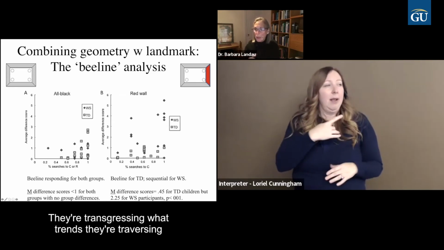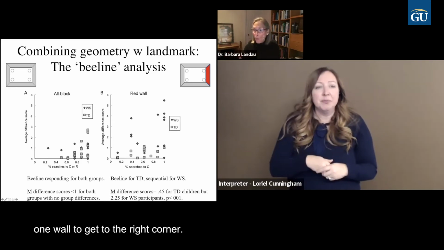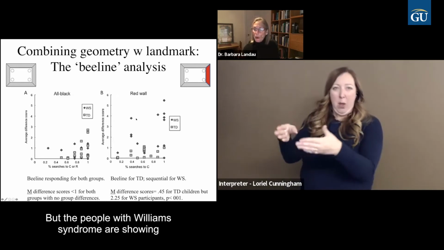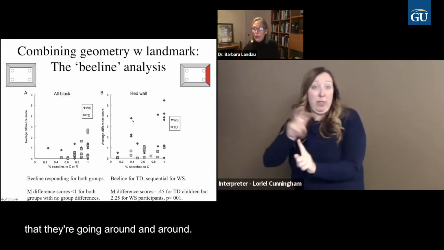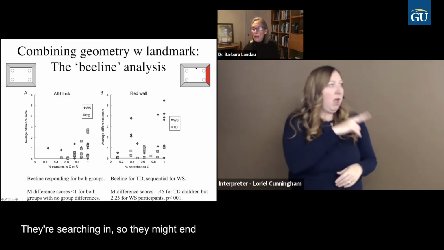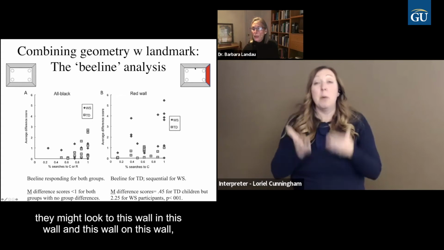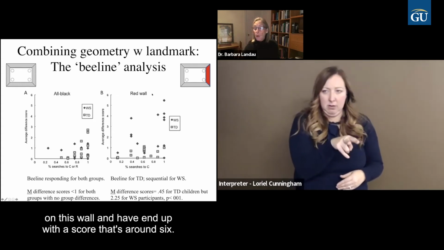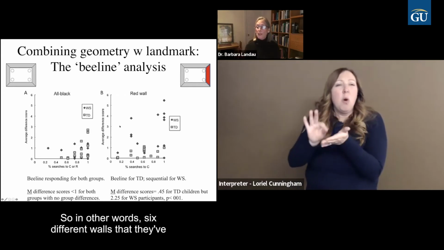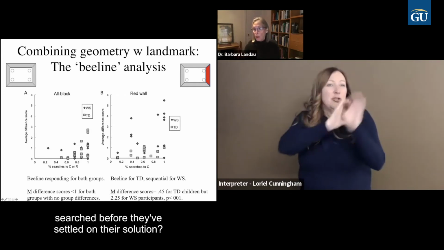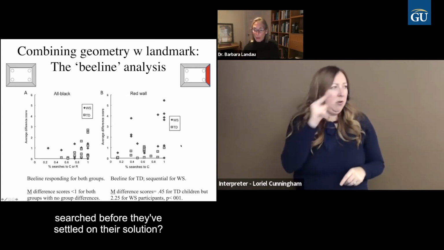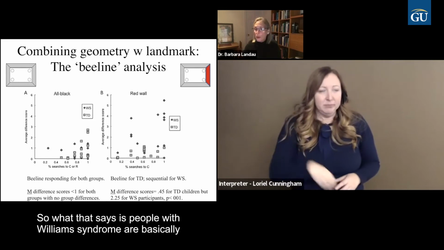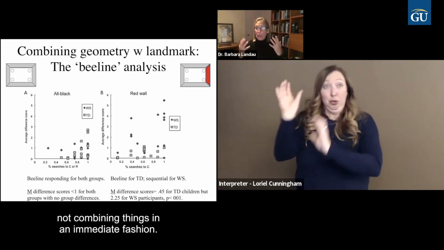They're traversing one wall to get to the right corner. But the people with Williams syndrome are going around and around. They're searching, and so they might start facing this wall, and then look to this wall and this wall and this wall and this wall, and end up with a score that's around 6. In other words, 6 different walls that they've searched before they've settled on their solution.